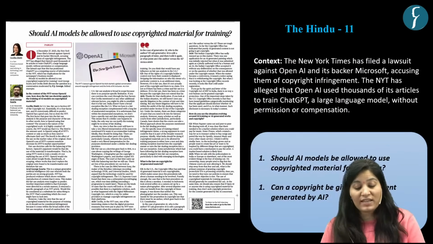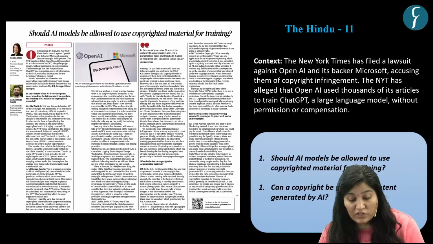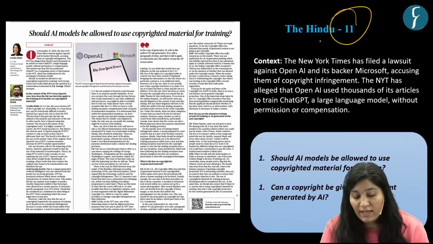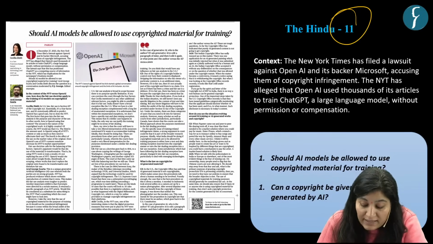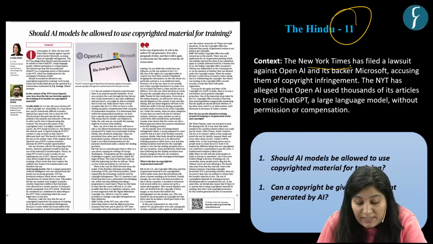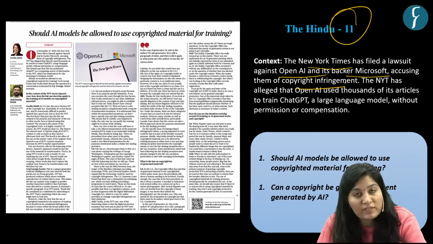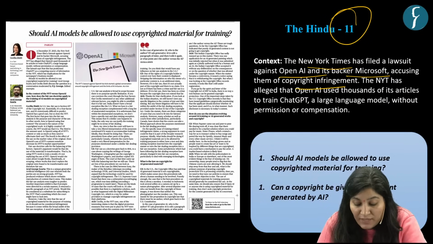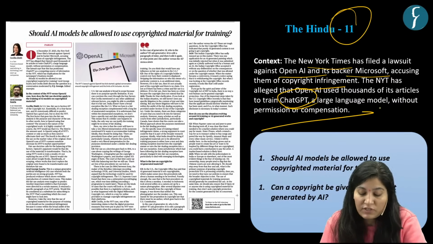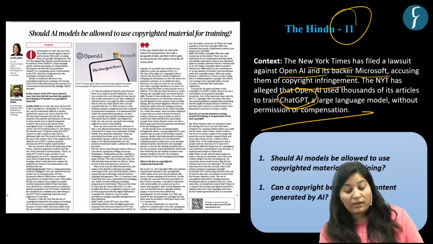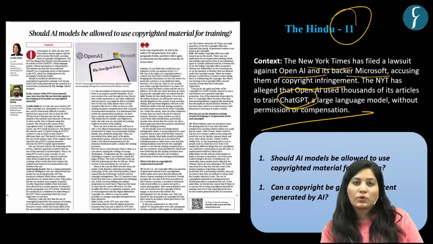Now, our next summary is based on a news article which appeared on page 11 in The Hindu newspaper. The context is that the New York Times has filed a lawsuit against OpenAI and its backer Microsoft, accusing them of copyright infringement. The New York Times alleges that OpenAI used thousands of its articles to train ChatGPT without permission or compensation.